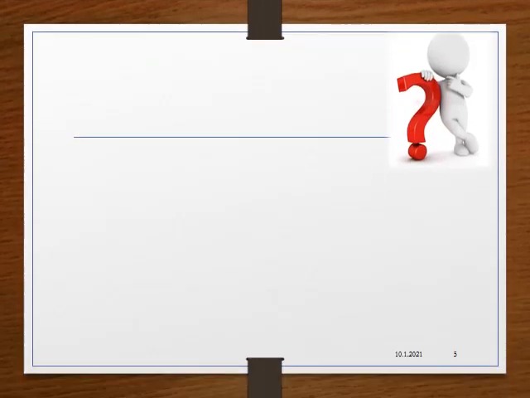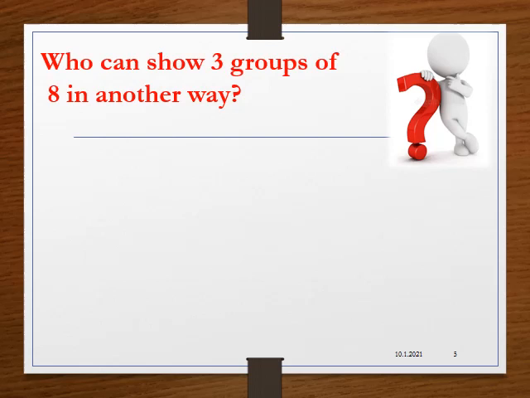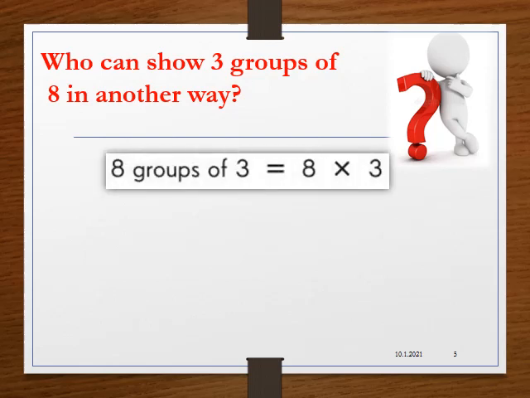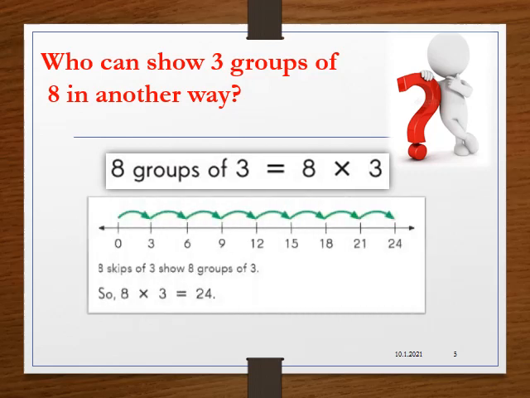Now let's all think together for another way to show 3 groups of 8 with the same value. So again, we will learn that 3 groups of 8 is equal to 8 groups of 3, and 3 times 8 is equal to 8 times 3. Let's try and see and check whether this is correct or wrong.